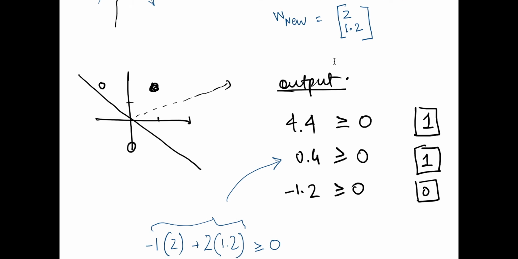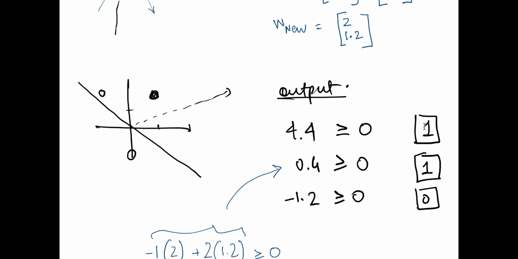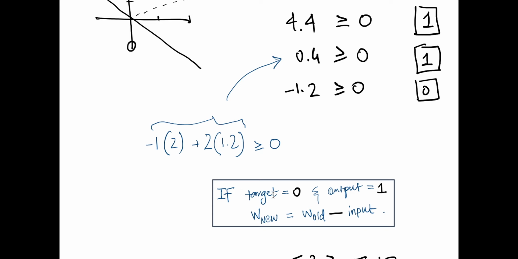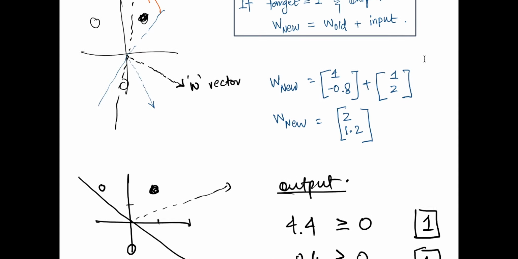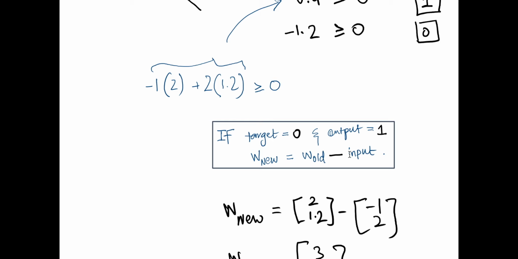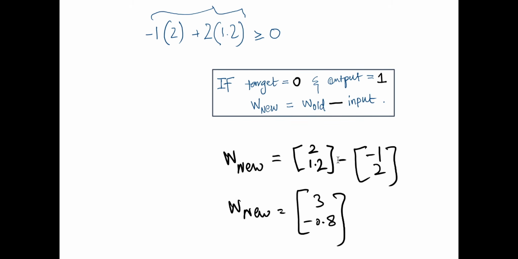Again, we tested these new weights, and we figured out the outputs that we get. The first point satisfies, but the last 2 points do not. Again, we needed to update our weights so that the second point also satisfies. We looked into the rule again. The rule says that if the target is 0 and your output is 1, and you see that your target for the second point is 0, then you need to subtract the input. Which is what we did. We subtracted the input from our newly updated weights.